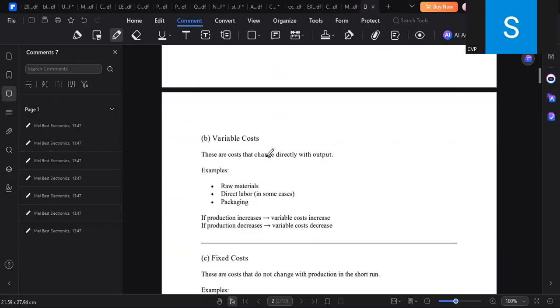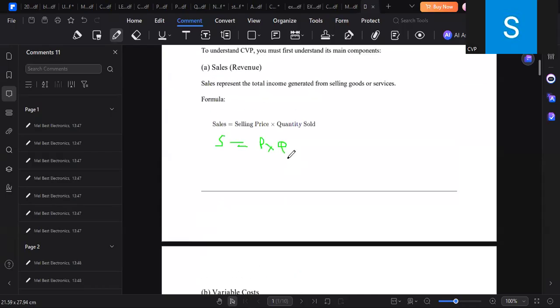Then the variable costs, what are the variable costs? These are simply the costs that change with output. These include raw materials, direct labor, packaging. So if production increases, the variable costs will also what? Increase. If production decreases, the variable costs will also decrease. So these are the variable costs. Okay. So sales revenue or total revenue, if you want to call it, is simply equal to what? Price times quantity.